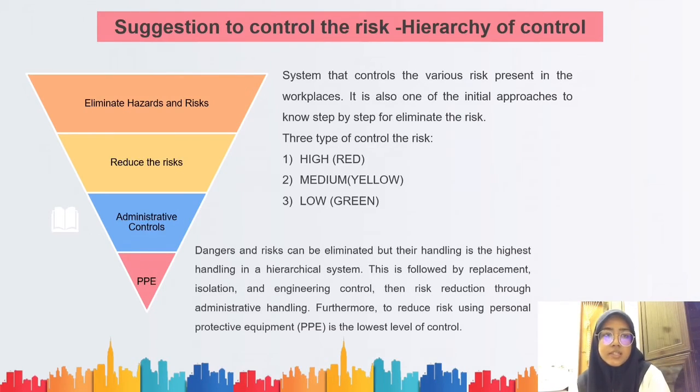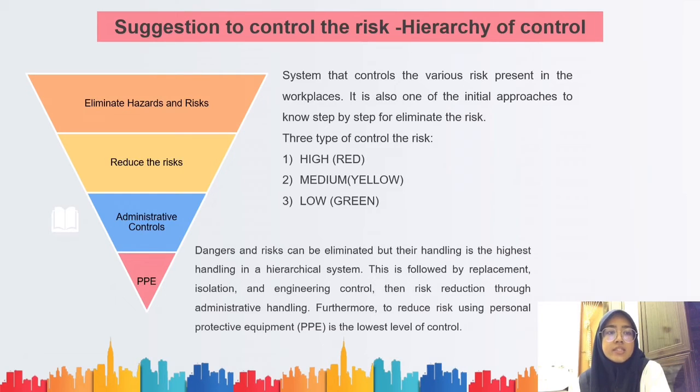Today we want to present suggestions to control the risk. Hierarchy of control. Hierarchy of control is a system that controls the various risks present in the workplace, for the risks in the factory. In this case, we will explain what a hierarchy of control is and at the same time help employers understand the use of hierarchy of control to reduce risks in the workplace.